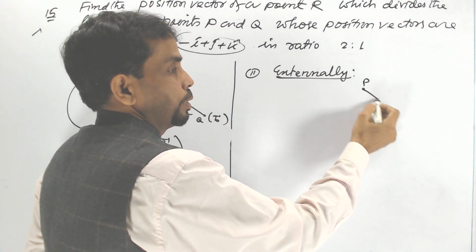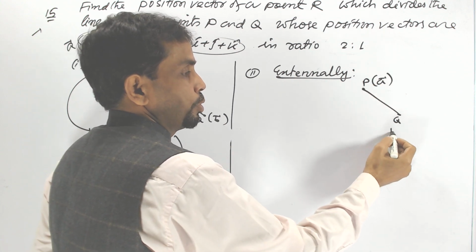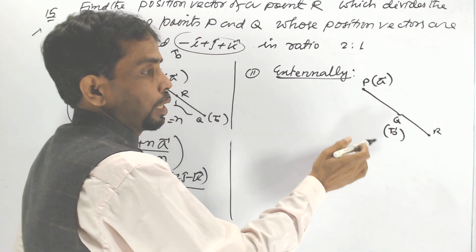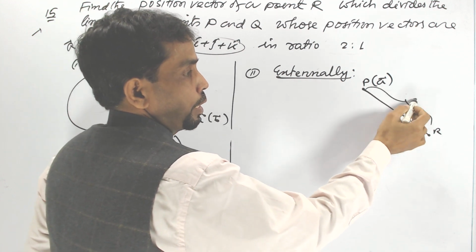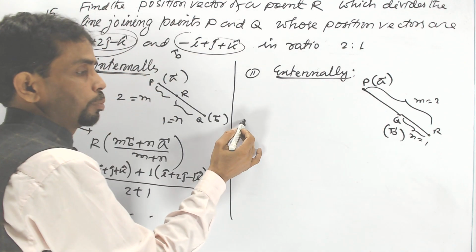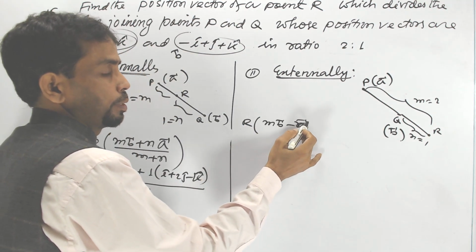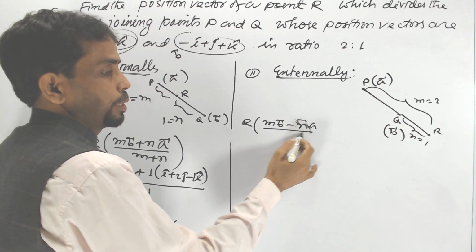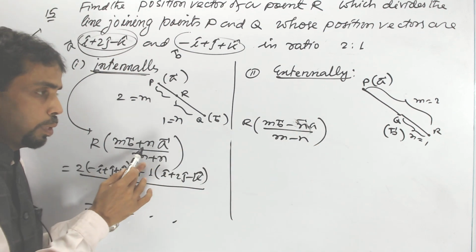This is say P, this is Q. P is represented by vector A. For Q, the position is given by B. And you are asked to find a point R outside. It is externally, outside of A and B. So this will become M, which is 2, and this distance is N, which is 1, and the point R in this case is given by mB minus nA divided by m minus n. Exactly the same formula, only negative here.